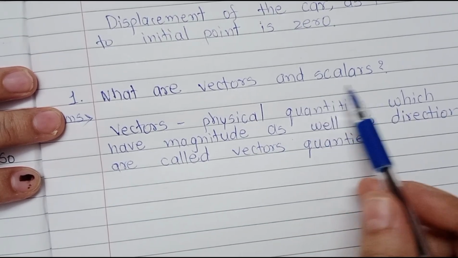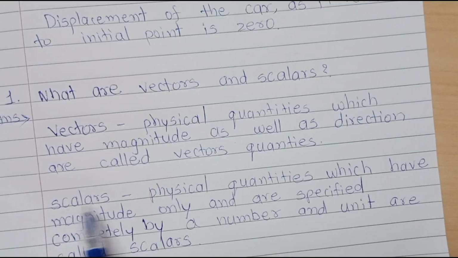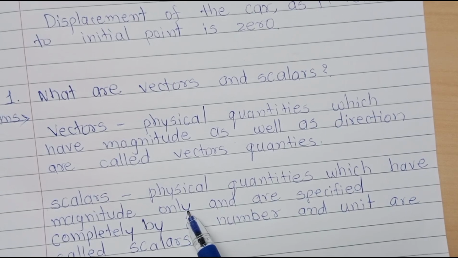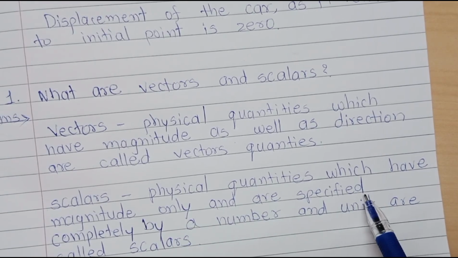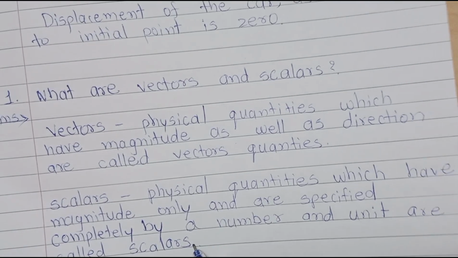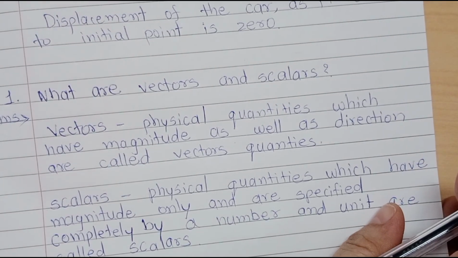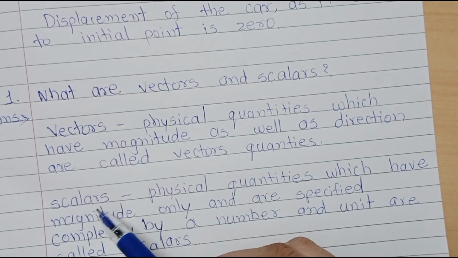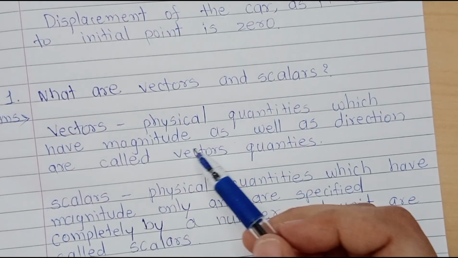Now, what are scalar quantities? Scalars means what? Physical quantities which have magnitude only and are specified completely by a number and unit are called scalars. Do you understand, students? What is the meaning of vectors and what is the meaning of scalars?